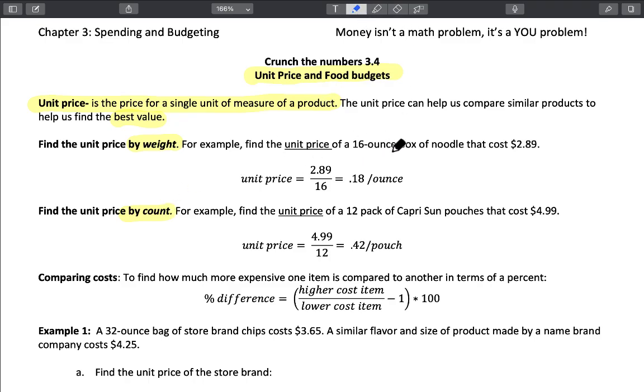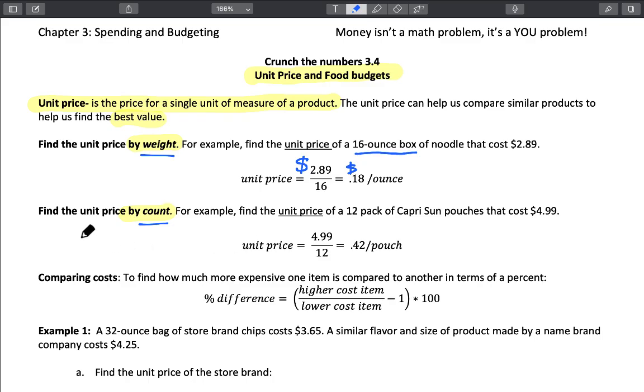When we want to find the unit price of a 16-ounce box of noodles that costs $2.89, to calculate our unit price, we're always going to put the dollar amount in the numerator and divide by either the weight or the count. In this case, we are going to divide by the weight, and we're going to find out the cost per ounce. So 2.89 divided by 16 ounces gives us 18 cents per ounce.